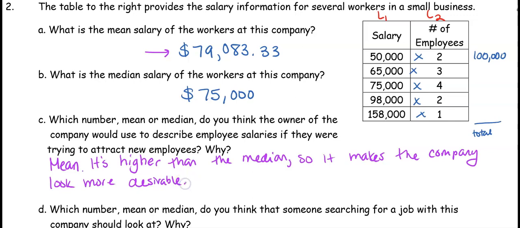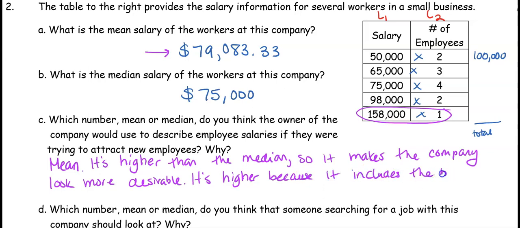Now, why is it higher? It's higher because it includes this boss's salary right here. So that boss's salary, which is significantly higher than the rest, is going to skew that data point higher. Remember, we talked about how the average can be affected and is more influenced by low and high scores.